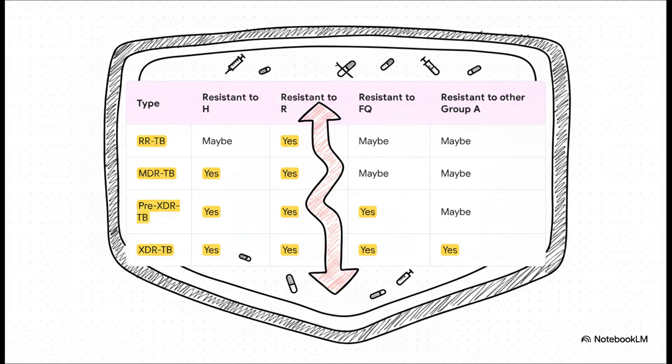It really shows you that ladder of resistance. Just follow the yes answers across. Rifampicin resistance is the constant, right from the start. Then, for MDR, you add isoniazid. Pre-XDR adds the fluoroquinolone. And finally, XDR-TB lights up the whole board. It checks every single box. Seriously, if you can draw this table from memory in an exam, you're in a great spot.